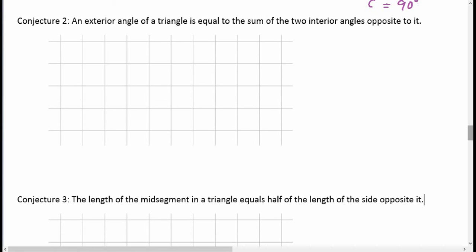An exterior angle of a triangle is equal to the sum of the two interior angles opposite of it. Okay, so we're going to draw a triangle. I'm going to try to make this one a really easy triangle so that we can know some specific values about it.